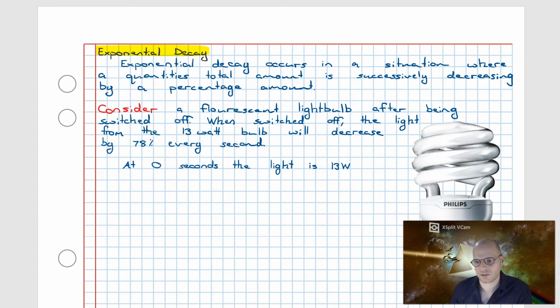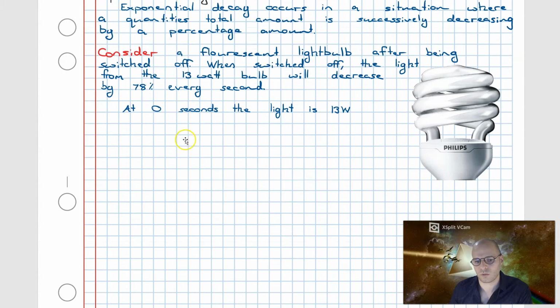Now, to get some context on this, we're going to have a look at a situation involving a fluorescent light bulb. More specifically, we're going to have a look at the power output coming from a 13 watt light bulb at the point at which it's been switched off. When switched off, the light from the 13 watt bulb will decrease by 78% every second. Therefore, at t equals 0 seconds, the light is going to be at 13 watts.